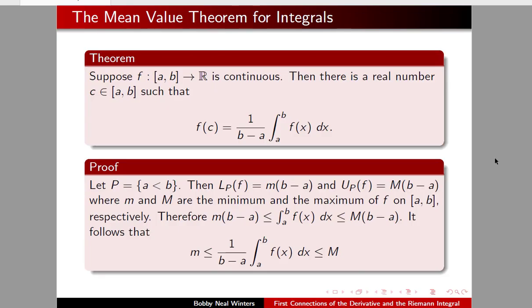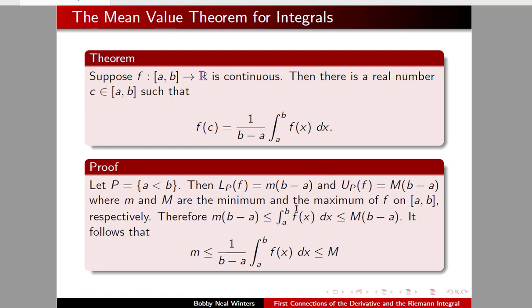Suppose that f from the closed interval [a, b] into R is a continuous function. Then there is a real number c in the closed interval [a, b] such that f(c) is equal to 1 over b minus a times the integral from a to b of f(x) dx. In other words, we have a point wherein the function achieves the average of the function.